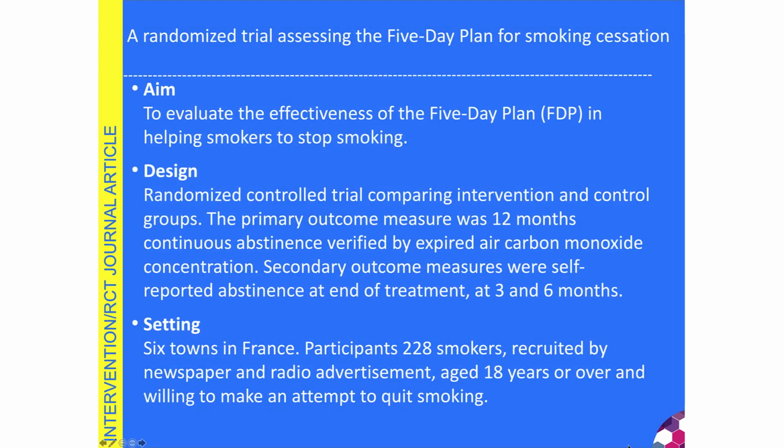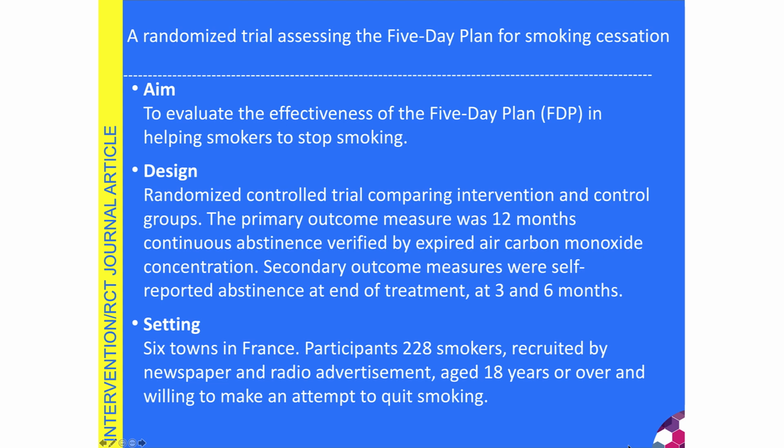Just to finish off, let's have a look at an example of a randomized controlled trial and its aims, objectives and its design. And this is a 5-day plan for smoking cessation. So the aim is to evaluate the effectiveness of a 5-day plan in helping smokers to stop smoking. And it's a randomized controlled trial comparing an intervention group and a control group.